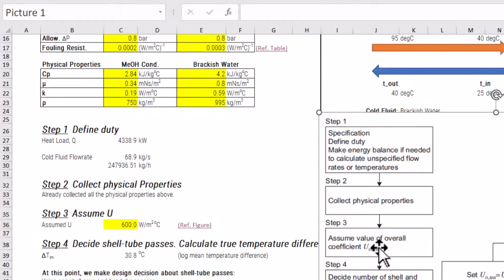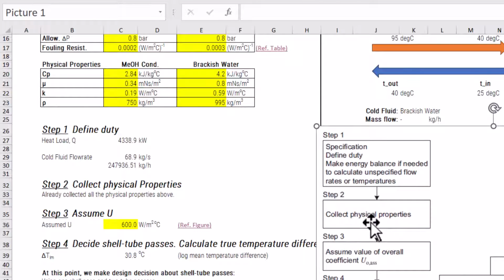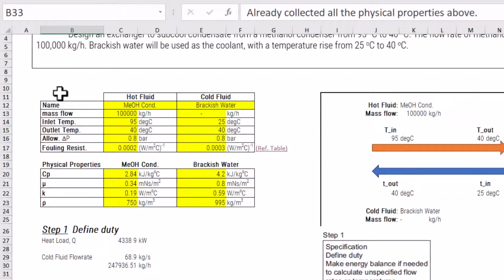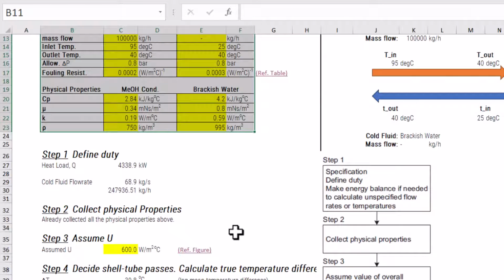Now coming to step number 2. Step number 2 is about collecting the physical properties. We have already calculated all the properties that are required in the input summary table itself. So we are already done.